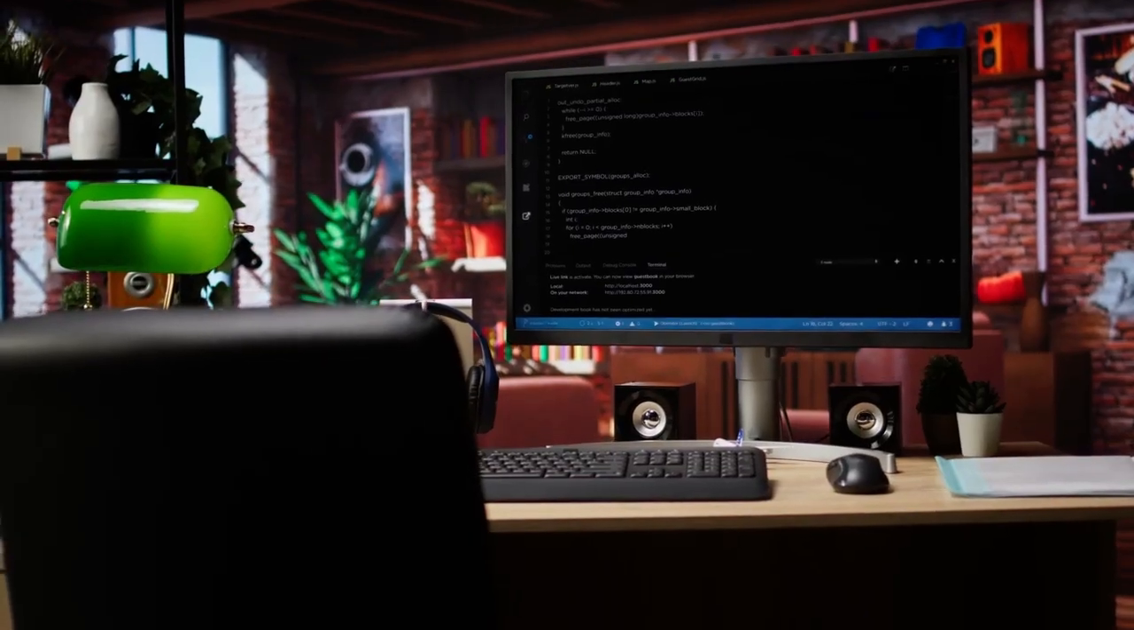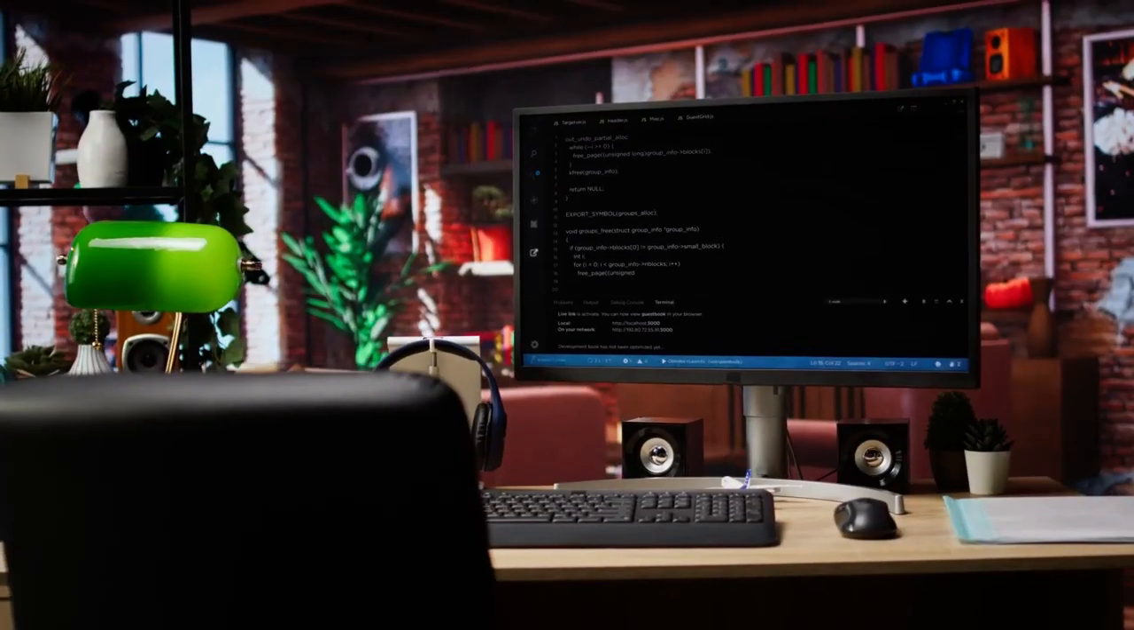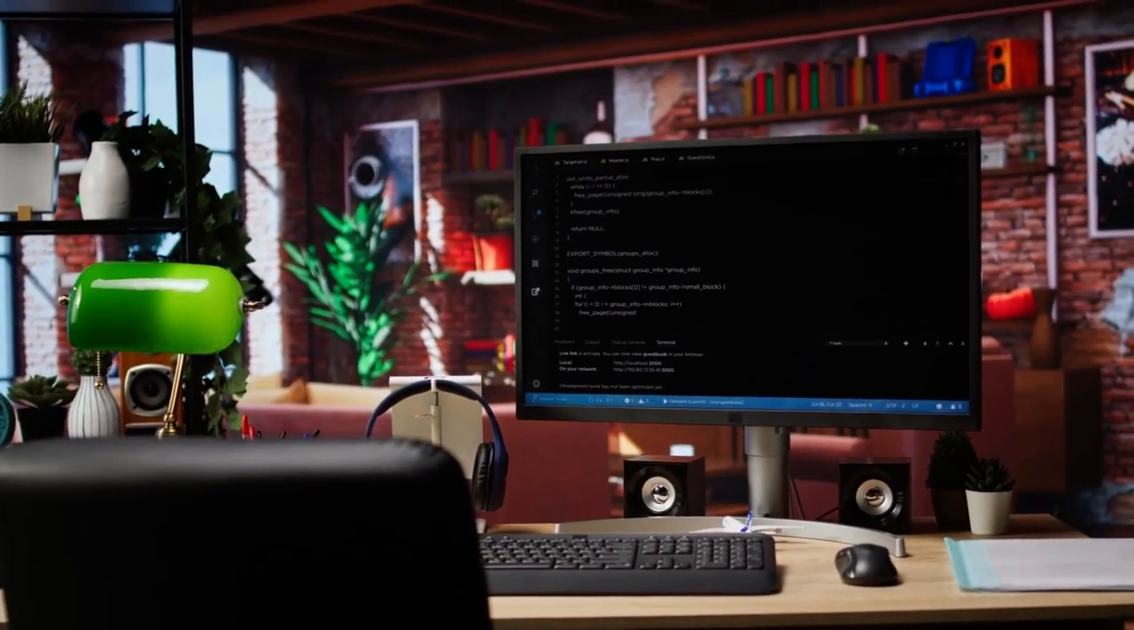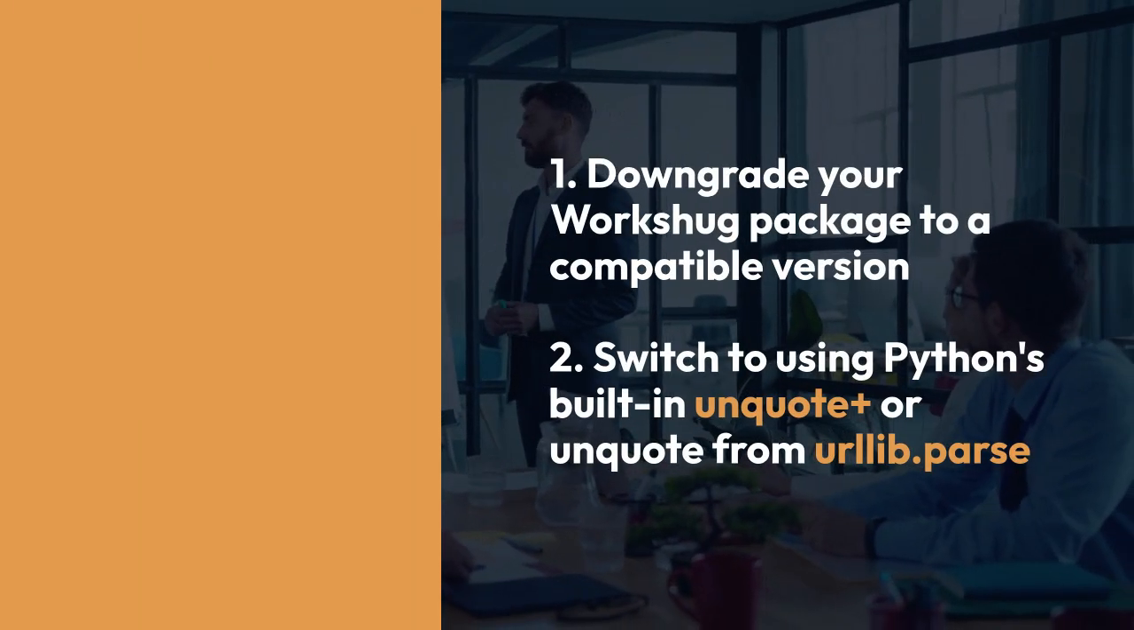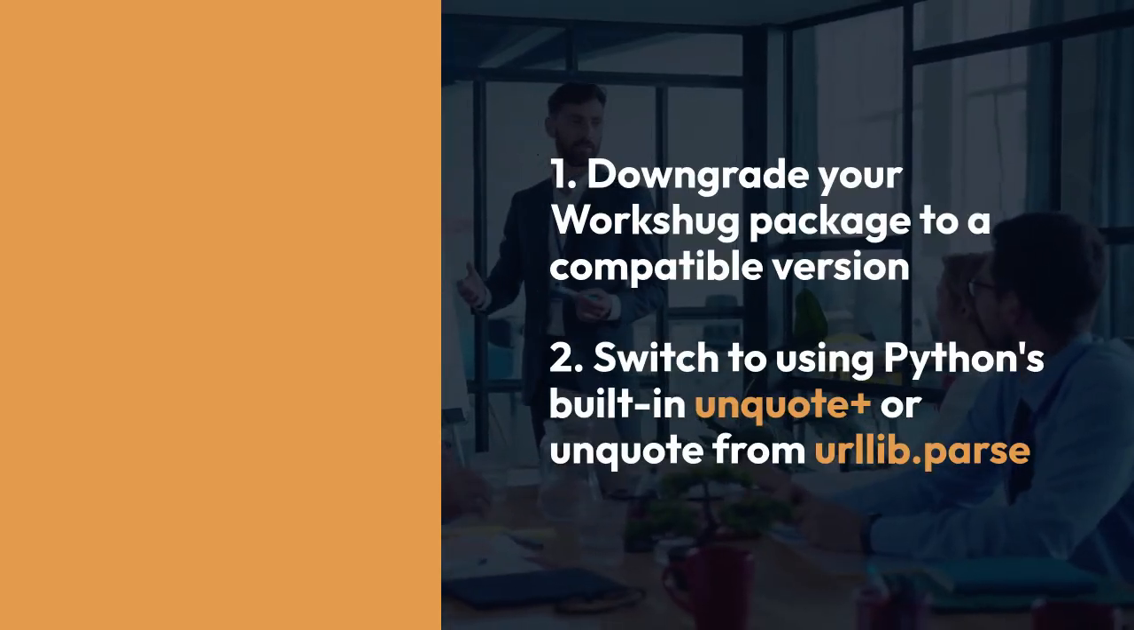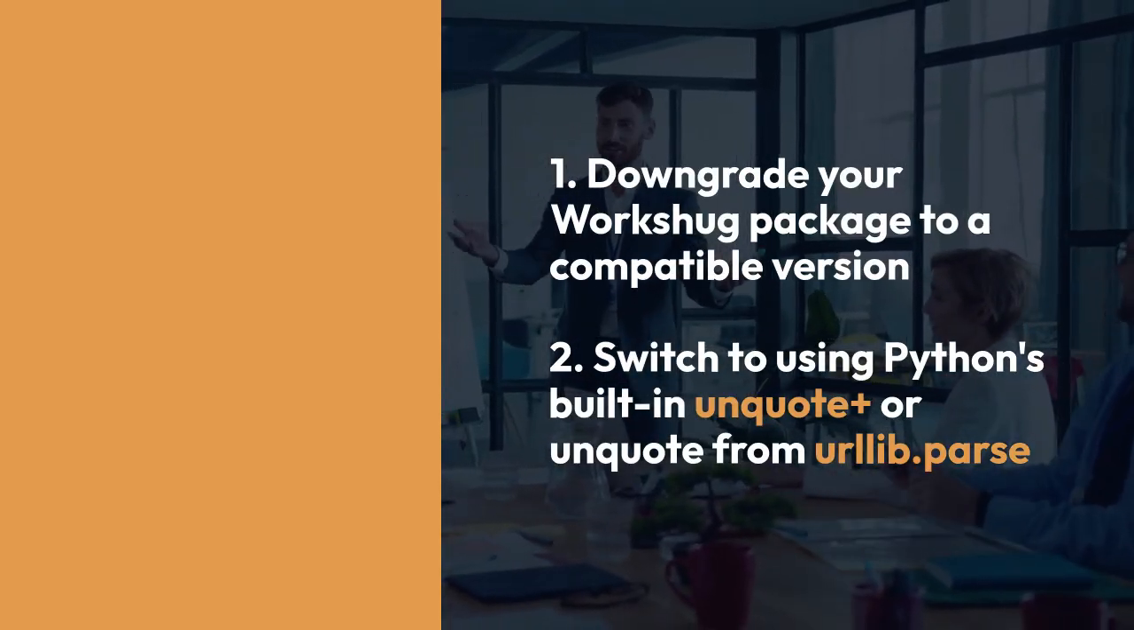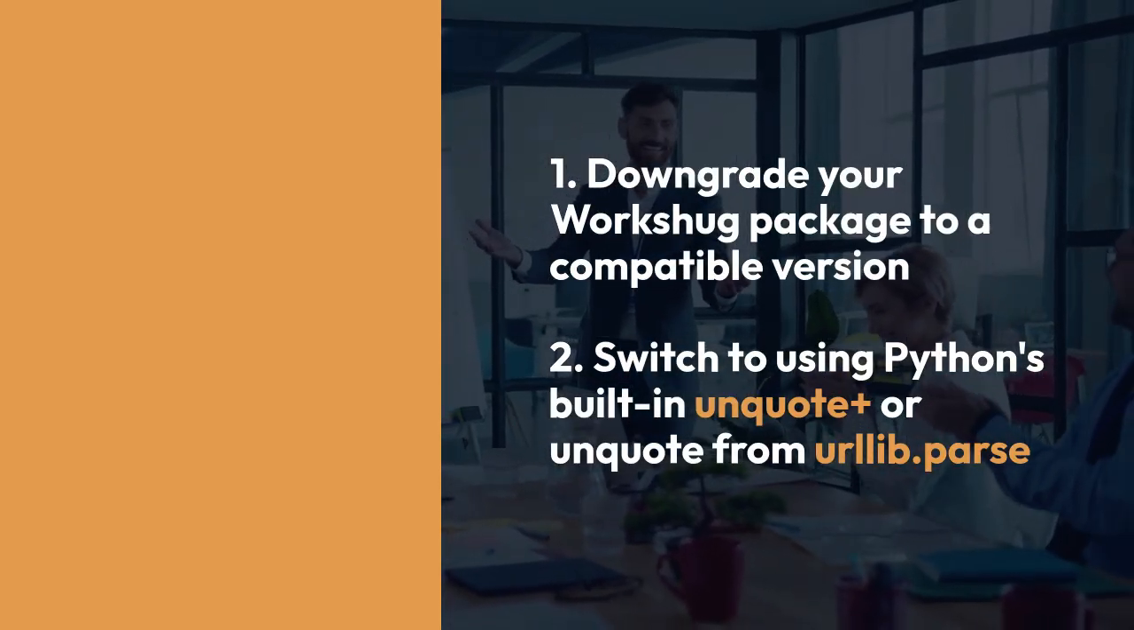To summarize, when you encounter the import error for urldecode from werkzeug.urls, your main options are to downgrade your werkzeug package to a compatible version, or, even better, switch to using Python's built-in unquote_plus or unquote from urllib.parse. This ensures your code remains stable and portable. I hope this helps you fix that pesky import error and gets you back to coding.